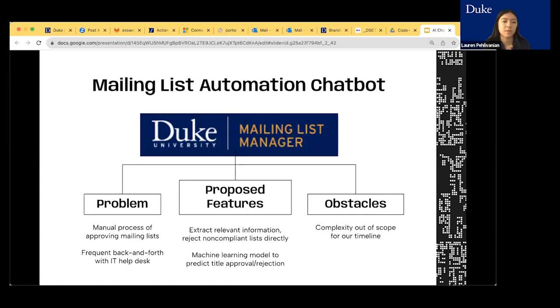So that's a very time-consuming process and often involves frequent back and forth. If a mailing list is rejected, it can trigger a few rounds of emailing between the user and the IT help desk, which is just very time-consuming. So we thought of creating a bot with two key features: one, to extract relevant information and reject the non-compliant list directly within the dialogue itself rather than needing to create a ticket. And secondly, a machine learning model to predict the title or the name of the mailing list's approval or rejection. We thought these two features would help increase the efficiency of the IT help desk.